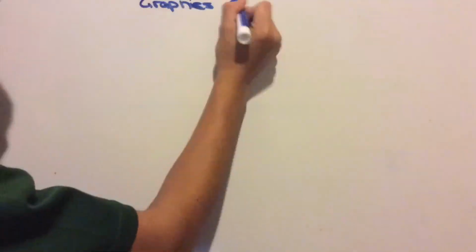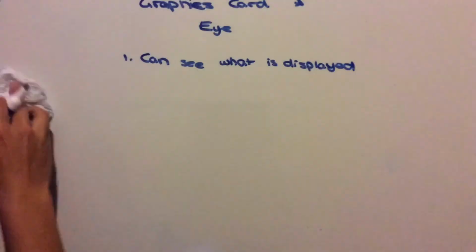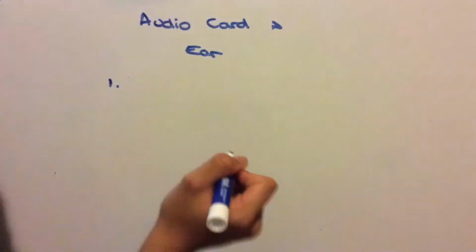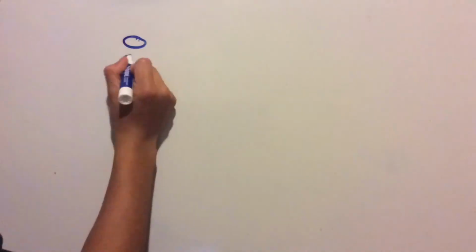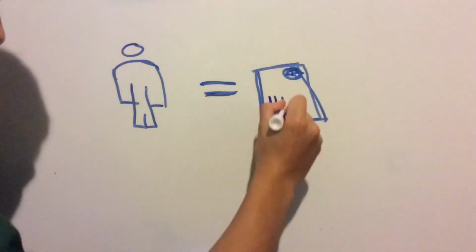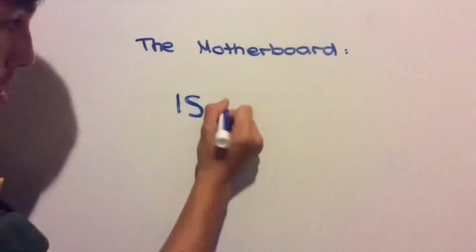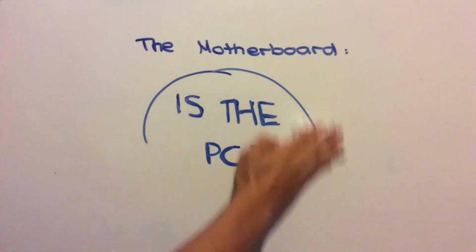Then you have the graphics card, which is like the eyes of the computer and allows you to see. And last but not least, you have your audio card, which allows you to hear and listen. In conclusion, the motherboard is exactly like the human body. The motherboard functions the PC, the motherboard creates the PC, the motherboard is the PC.